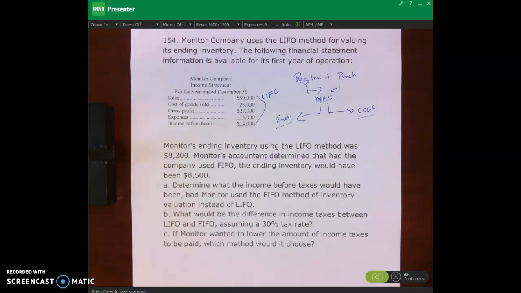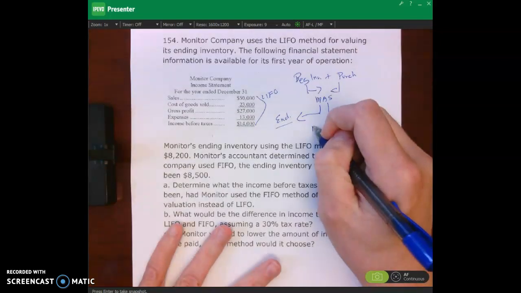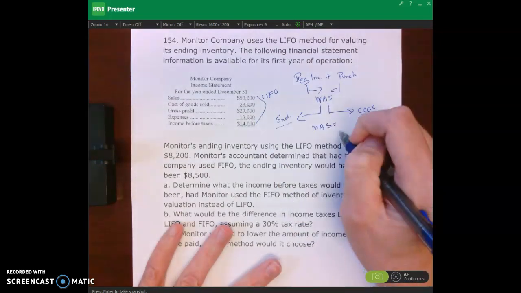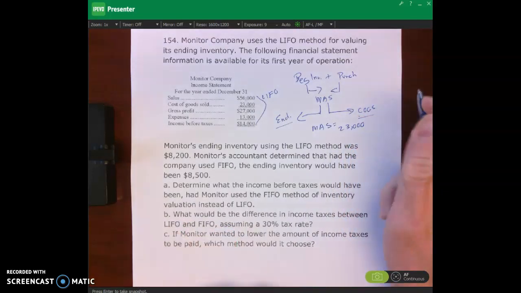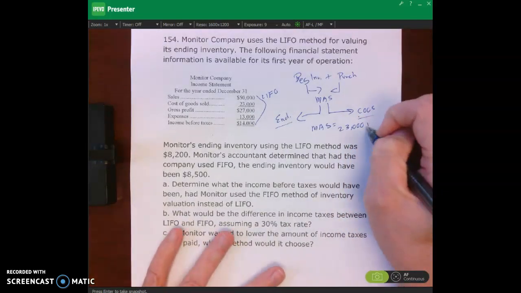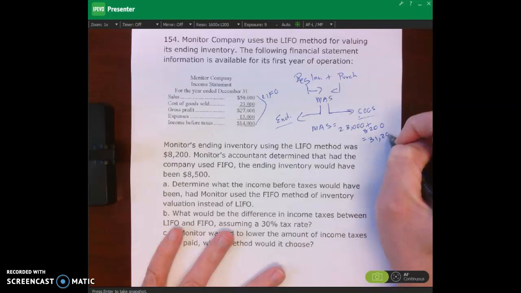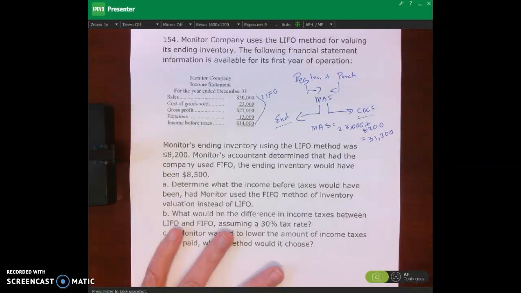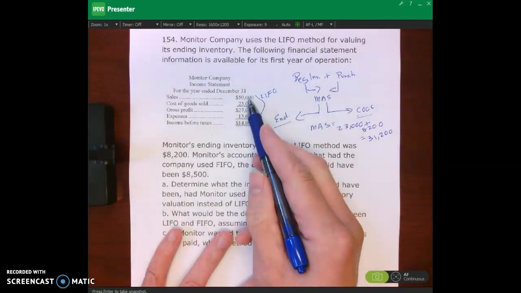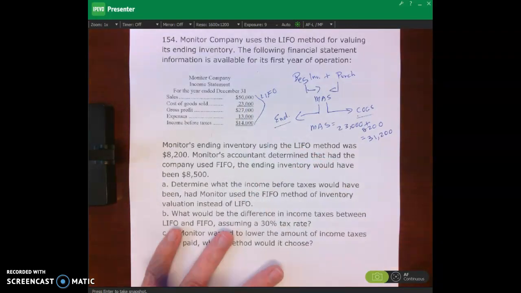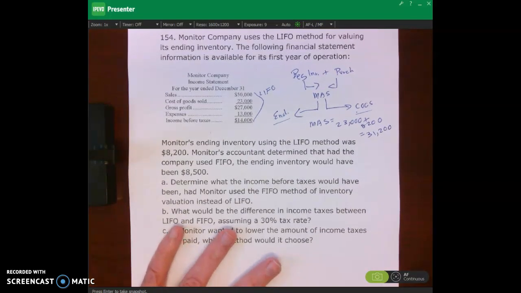So our merchandise available for sale will be equal to our 23,000 plus our 8,200, which equals 31,200. Okay? Now, why did I do this? Because what I want to do is redo this income statement. I'm going to do it the long way, using FIFO. So I want to figure out what cost of goods sold would have been if we used FIFO, and then figure out income from there.